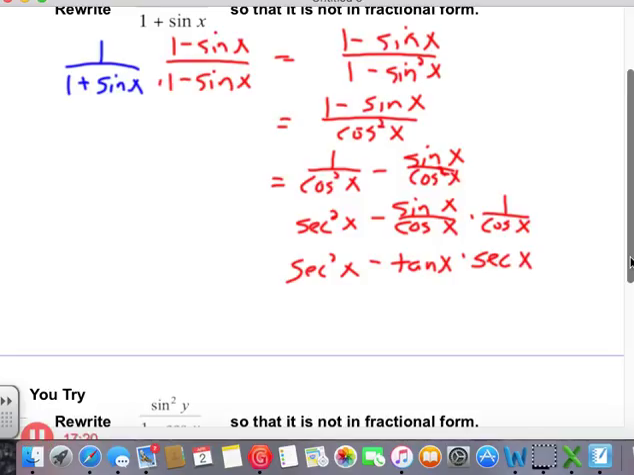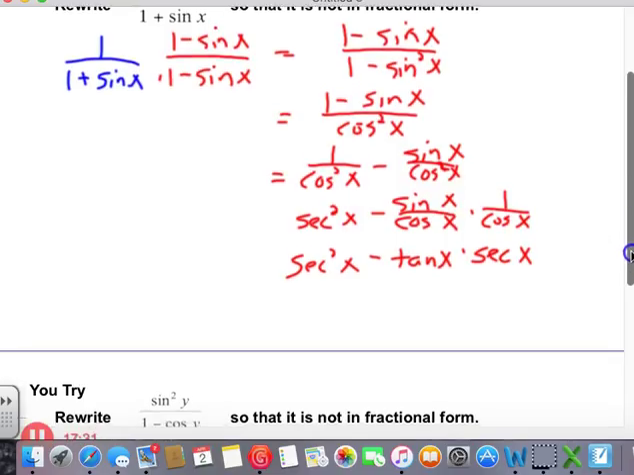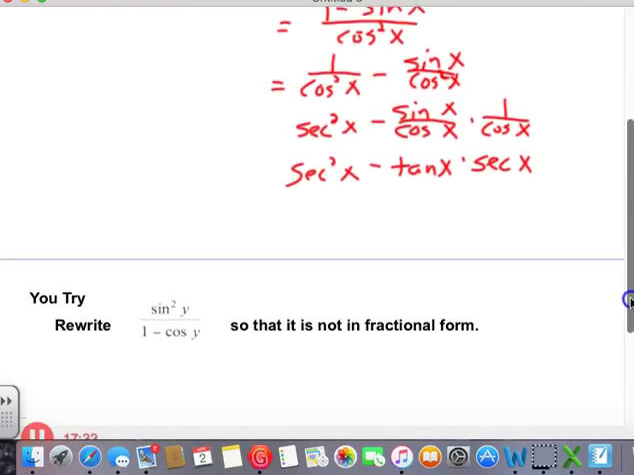So now I've got secant squared x minus tangent x times secant x. And I guess if you wanted to factor out a secant x and write it in factored form, you could, but they didn't ask us to do that. So that's a decent answer for that one. We don't have to factor it unless you just absolutely want to.